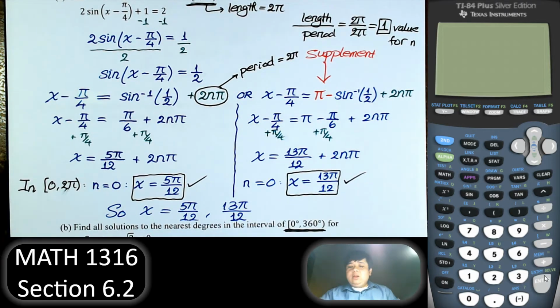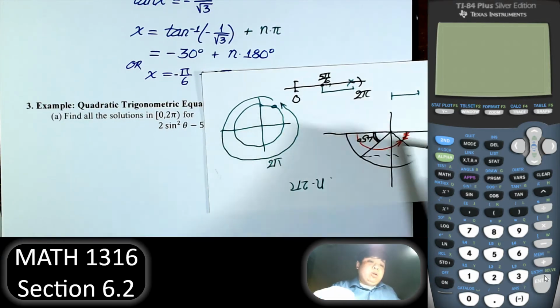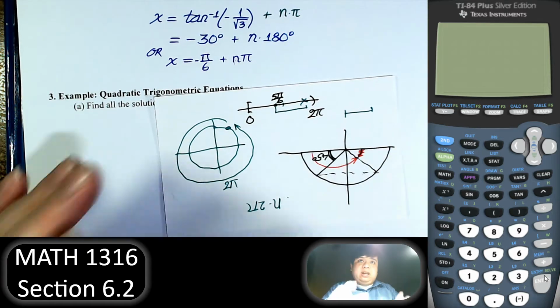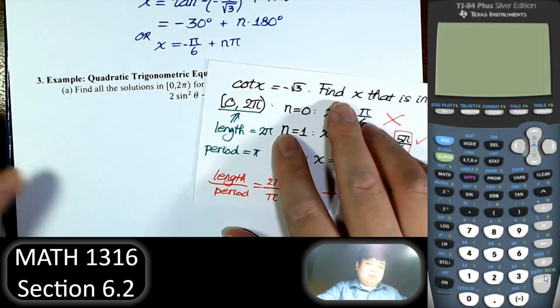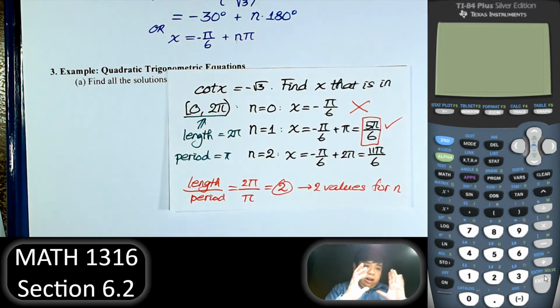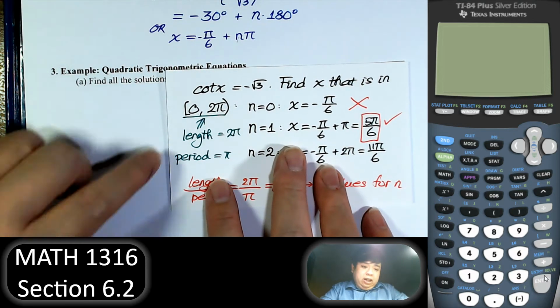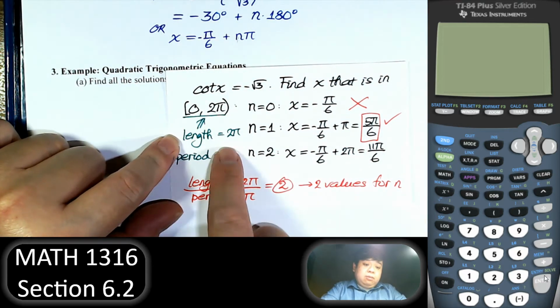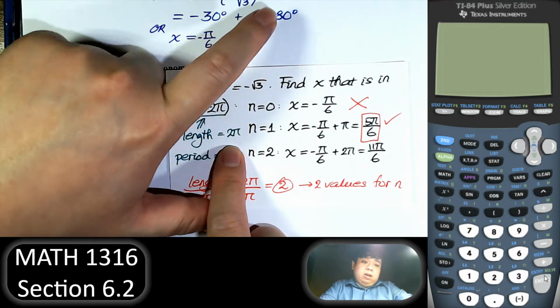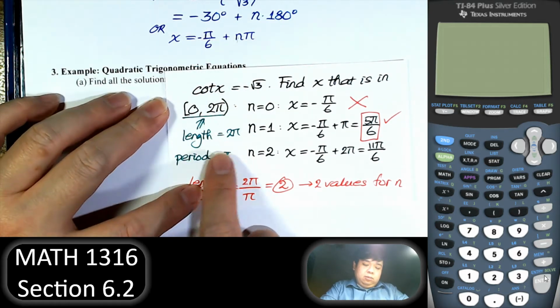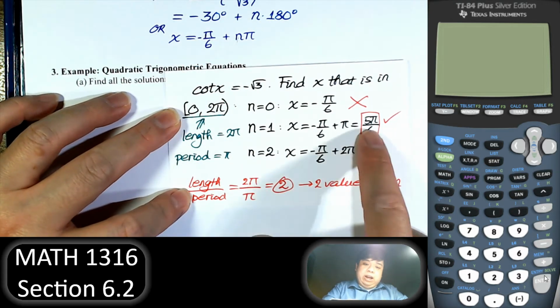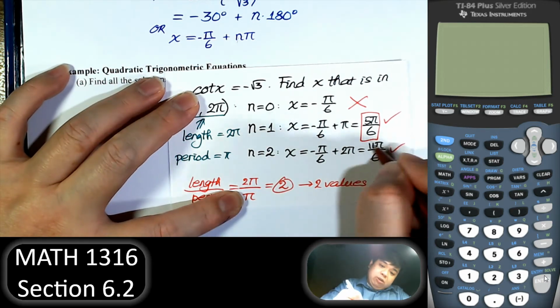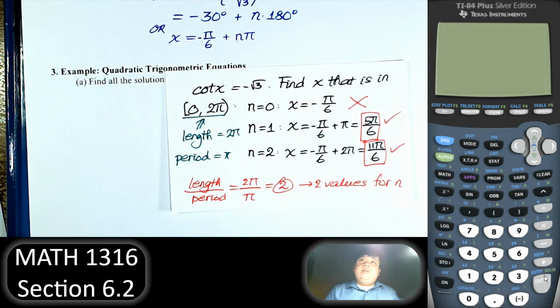Right? So once again, we take the length of the interval divided by the period. Whatever that number is will give us how many values of n we can have. If it is from 0 to 2 pi, the length is 2 pi. In the problem, the period is a pi. So we can have 2 values for n. So in this case, we have 2 values for n. That works.